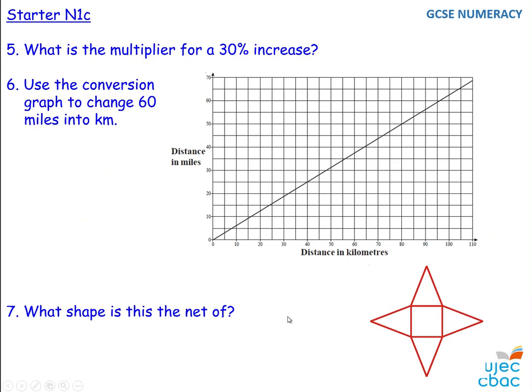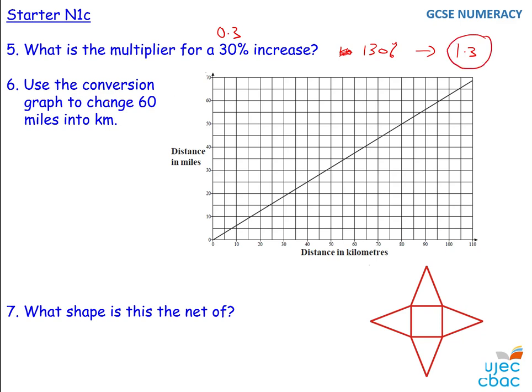So the multiplier for a 30% increase then. So it's going to increase by 30%. Yep, 30% is the same as 0.3. So that's 0.3 as a decimal. But if it's increasing, it's going from 100 to 130. So we've got 130%. Oops. And that's going to be as a decimal 1.3. So that's our multiplier.